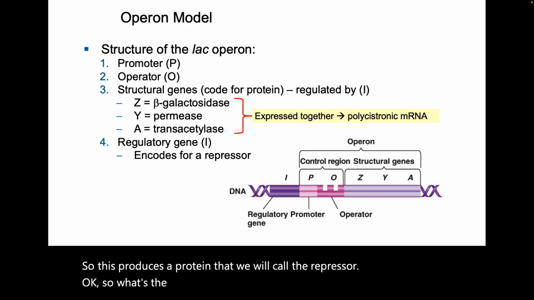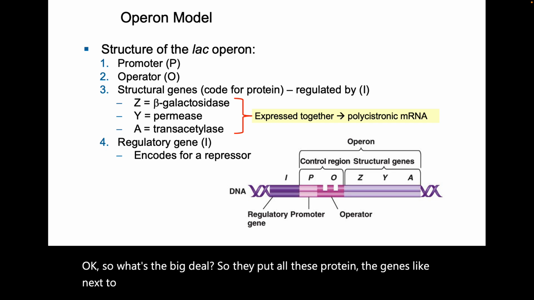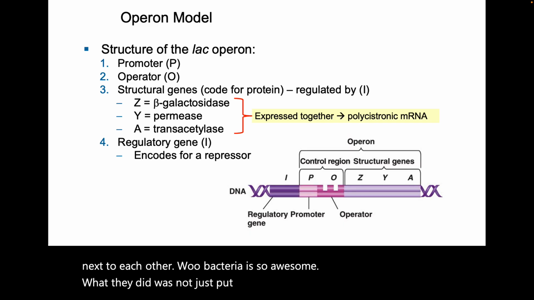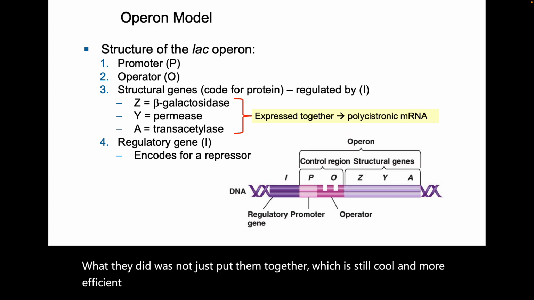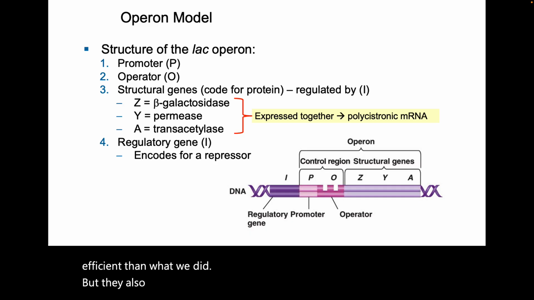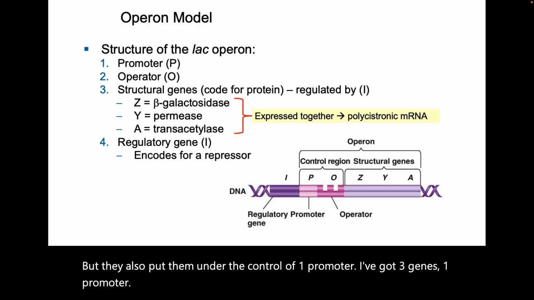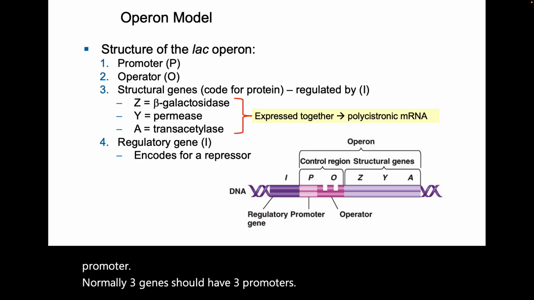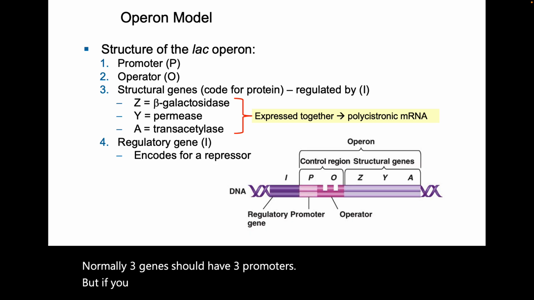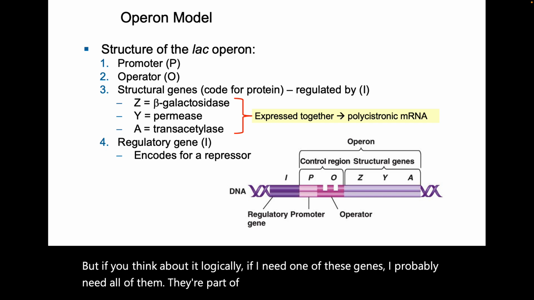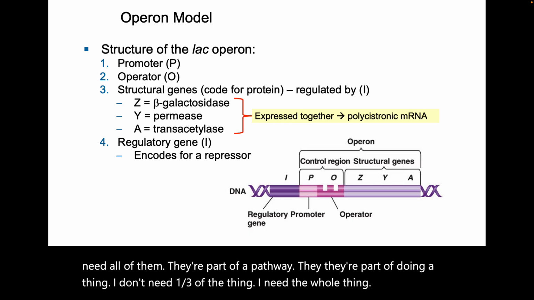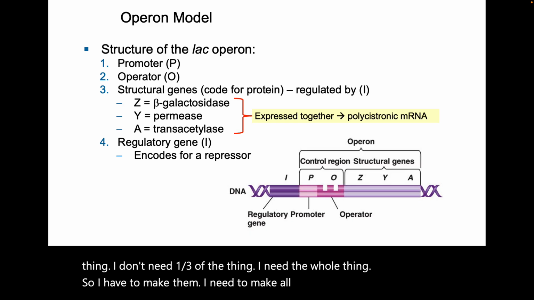So they put all the genes next to each other. Ooh, bacteria, so awesome. Well, what they did was not just put them together, which is still cool and more efficient than what we did, but they also put them under the control of one promoter. I've got 3 genes, 1 promoter. Normally, 3 genes should have 3 promoters. But if you think about it logically, if I need one of these genes, I probably need all of them. They're part of a pathway. They're part of doing a thing. I don't need 1/3 of the thing, I need the whole thing. So I need to make all of them. Why don't I just turn them all on?